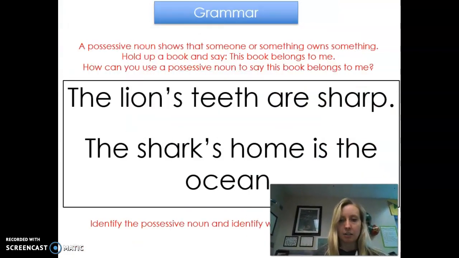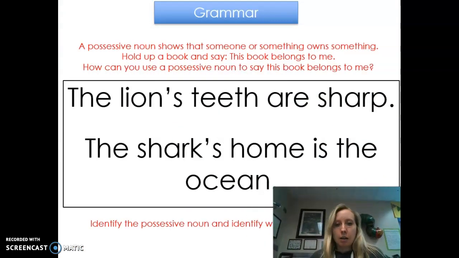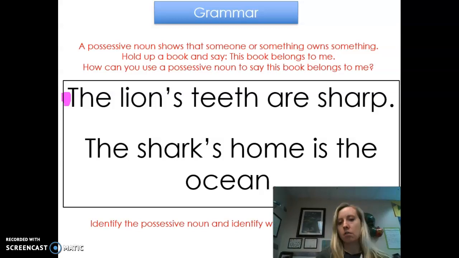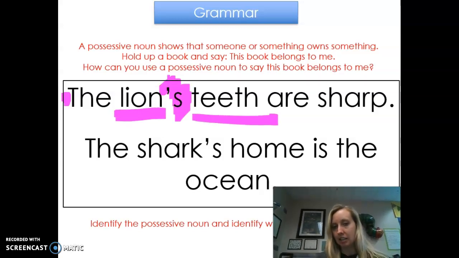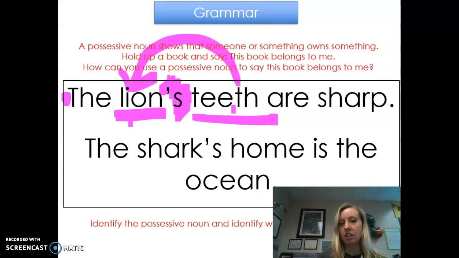Okay, here's our last part for today. A possessive noun shows that someone or something owns something. So let's read this sentence. The lion's teeth are sharp. So think in your head, where is my possessive noun? So first you want to think of who it is. Who are we talking about? If you said lion, you're right. And the apostrophe s tells us the next word is his. What are the lion's teeth? The teeth are the lion's.